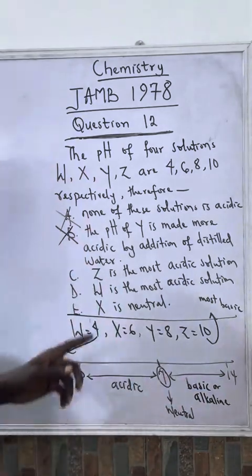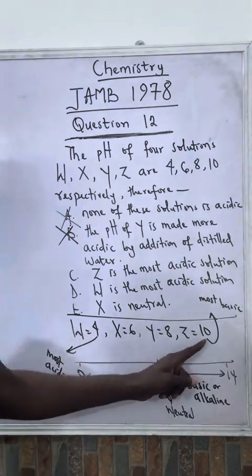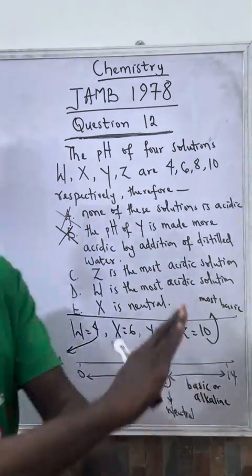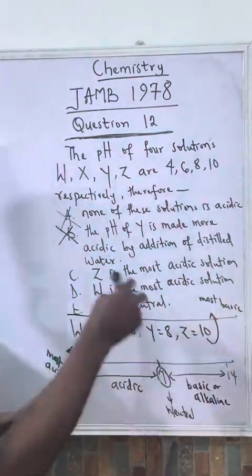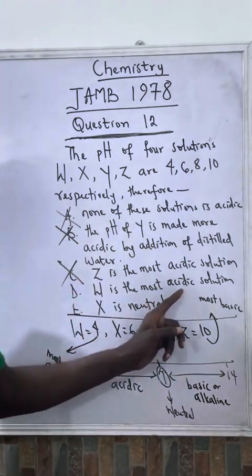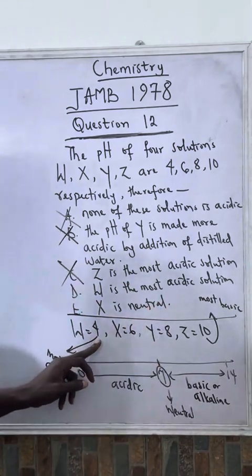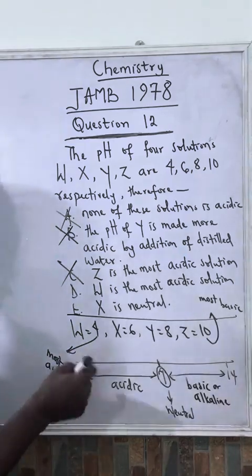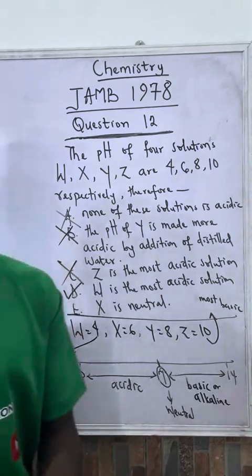Let's consider option C. Z is the most acidic solution. Let's consider Z. Z is 10, which is not even in any way acidic. That's even the most basic there. So C is also wrong. Let's consider option D. W is the most acidic solution. Check W. This is pH of 4, which is the smallest pH. So it is the most acidic. So option D is the correct answer.